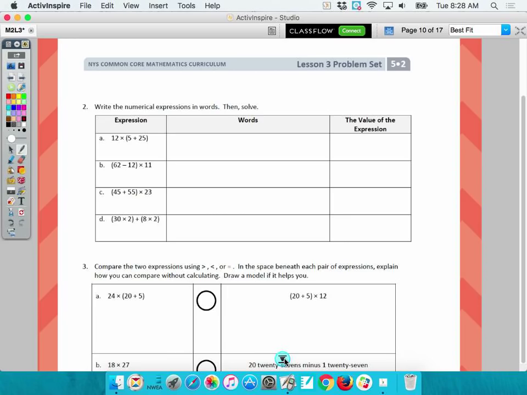So this one, what 2 operations do I have? So give me a word for the first one. Times. Give me a word for the second. Sum. Okay, so the wording has to be blank times the sum. 12, and we've got to write it. I need to be able to read it. 12 times the sum of what? 5 and 25.